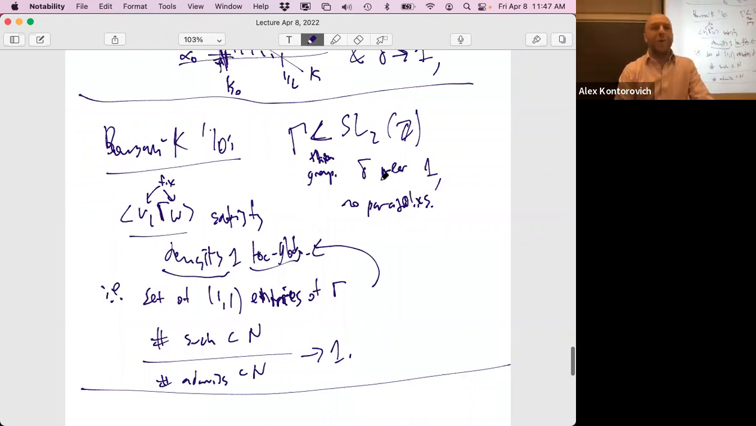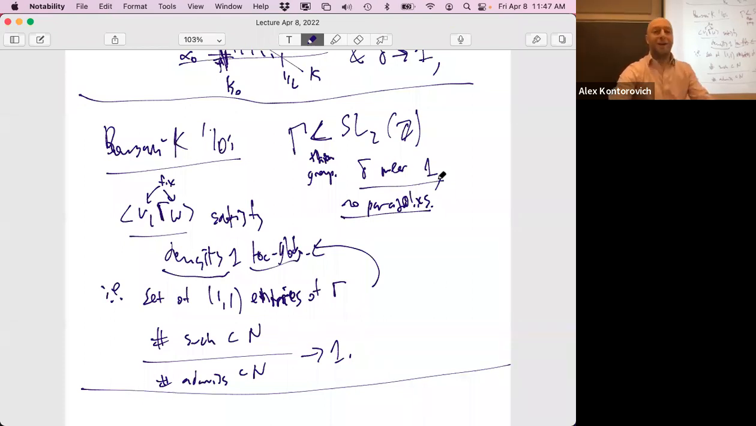Well, you mean what's the general setting in which this argument applies? We used the fact that it has no parabolics, that the dimension is close to 1, and that it's a semi-group. And this is enough to get this density 1.